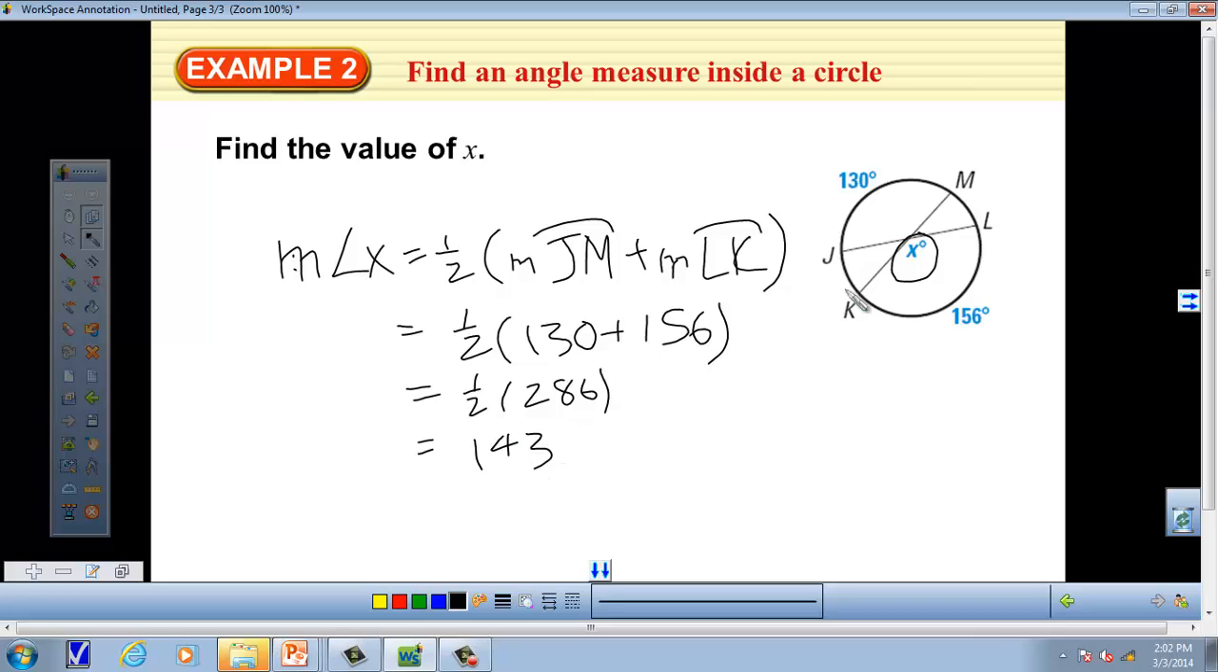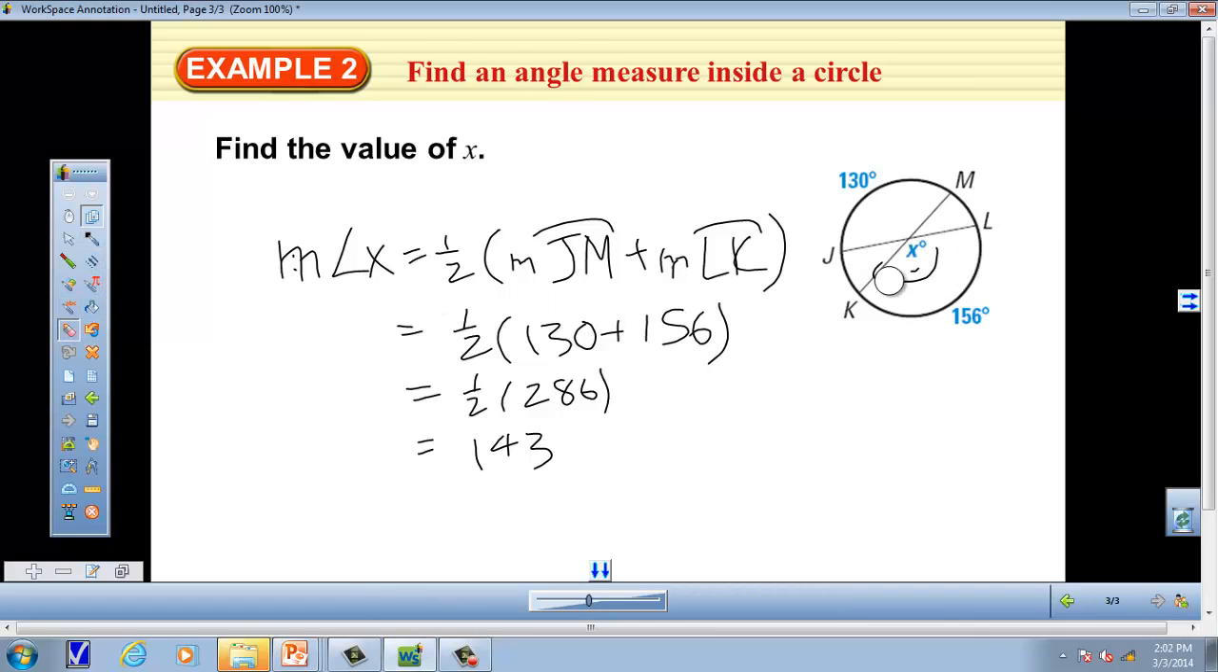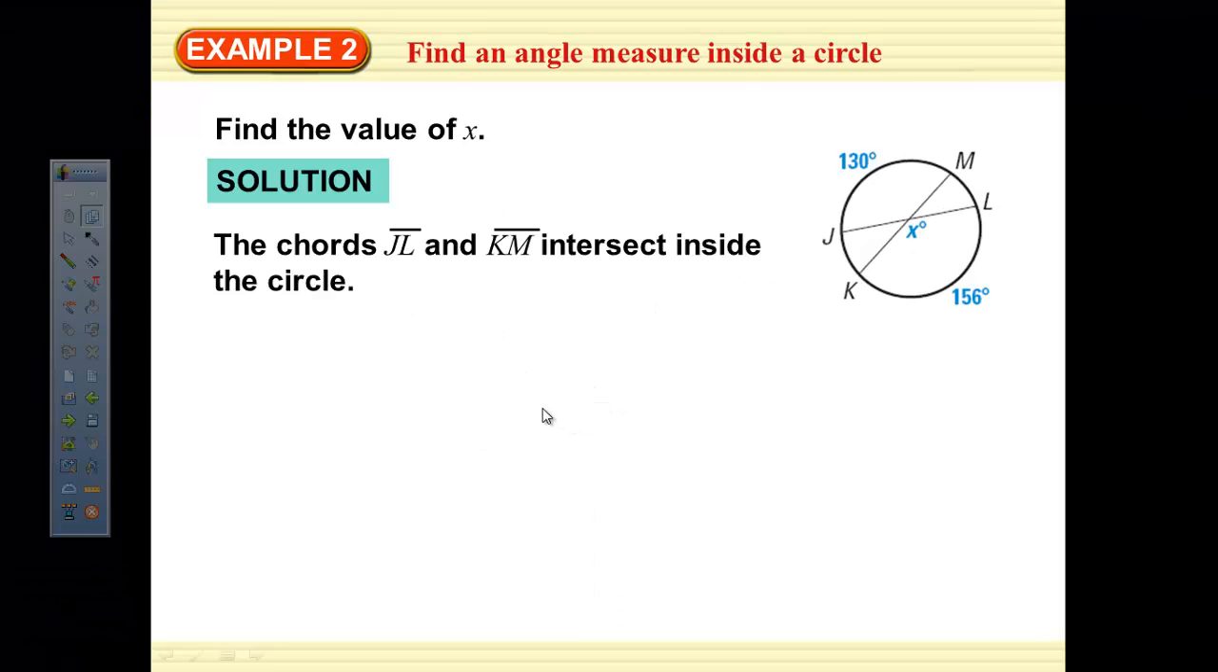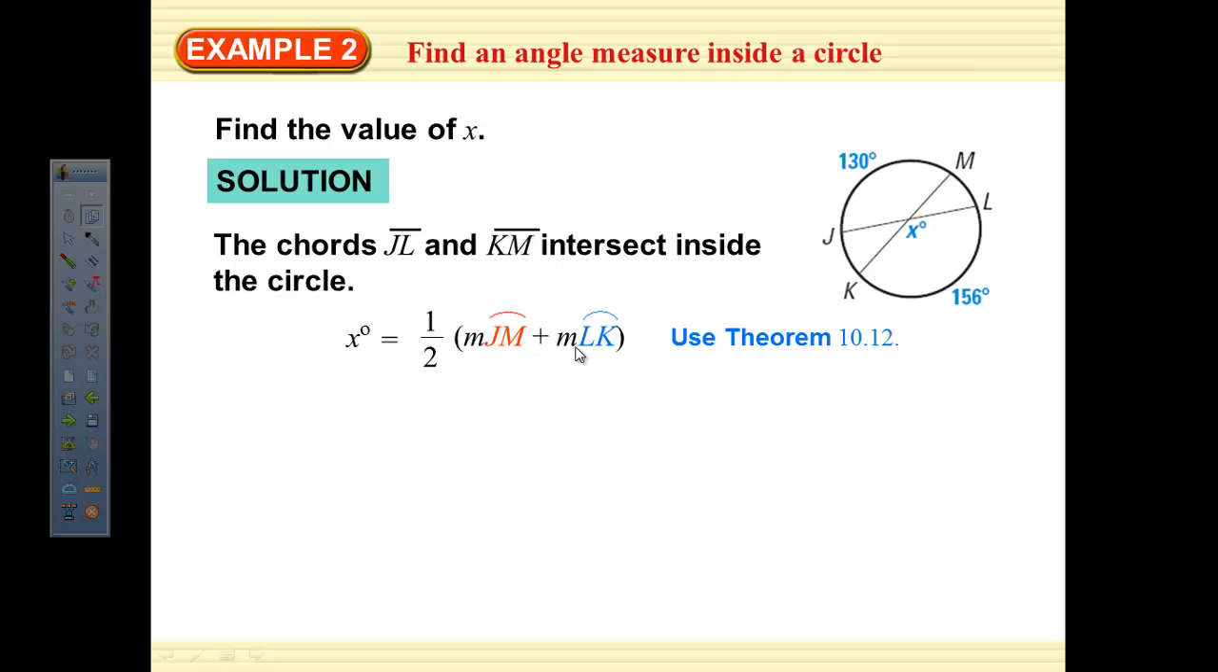143. So this angle right here, angle X, is 143 degrees. Okay? Again, these two chords intersect inside the circle, therefore using this theorem we add the two arcs that the angle intercepts, which is either one of these, and we divide by 2. So adding and dividing by 2 we get 143.